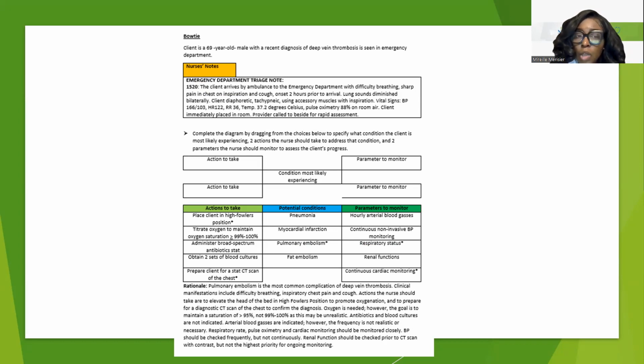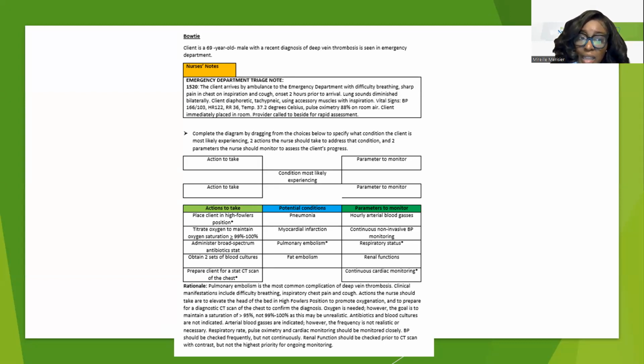So again, the most common complication, and remember I told you it's the complications that kill people. You see how critical this is? PE is the most common complication from a DVT. So again, the clinical manifestations of a pulmonary embolism are difficulty breathing, inspiratory chest pain, and a cough.